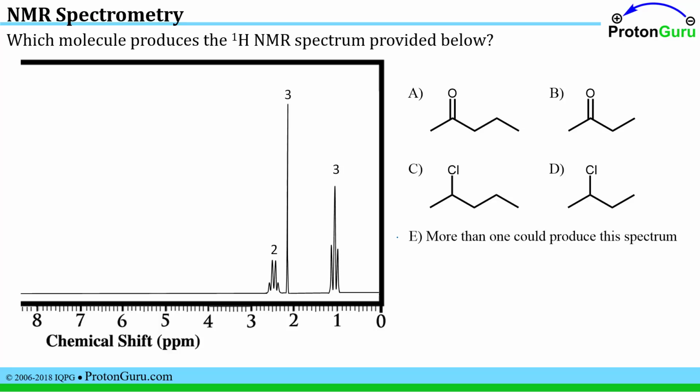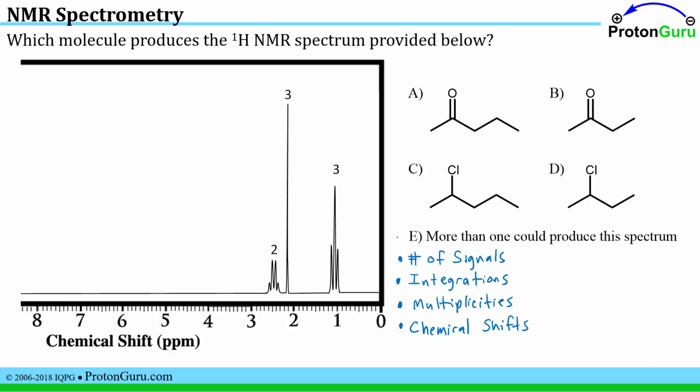Which molecule produces the proton NMR spectrum provided below? There are several ways that you can approach these spectra, and I like to think about the different types of information that we can get from a proton spectrum before I begin. The important pieces of information are the number of signals in the spectrum, the integrations of those signals, the multiplicity of each signal, and the chemical shifts for the signal.